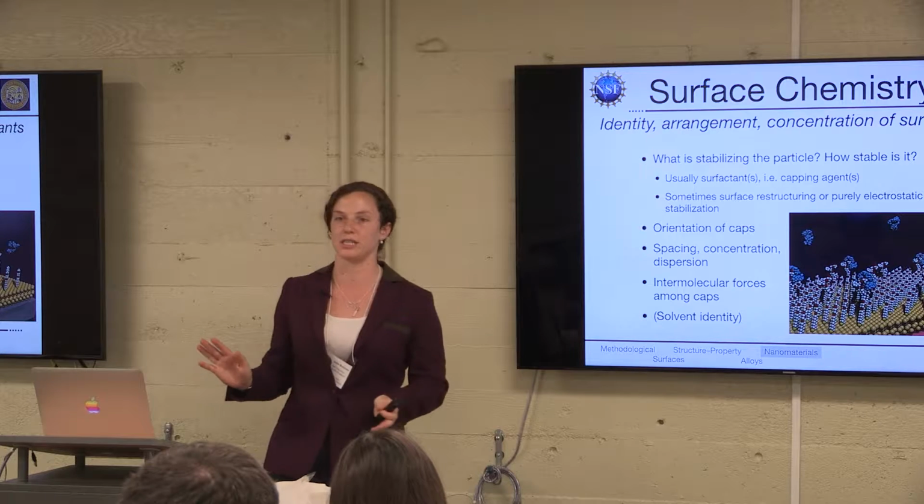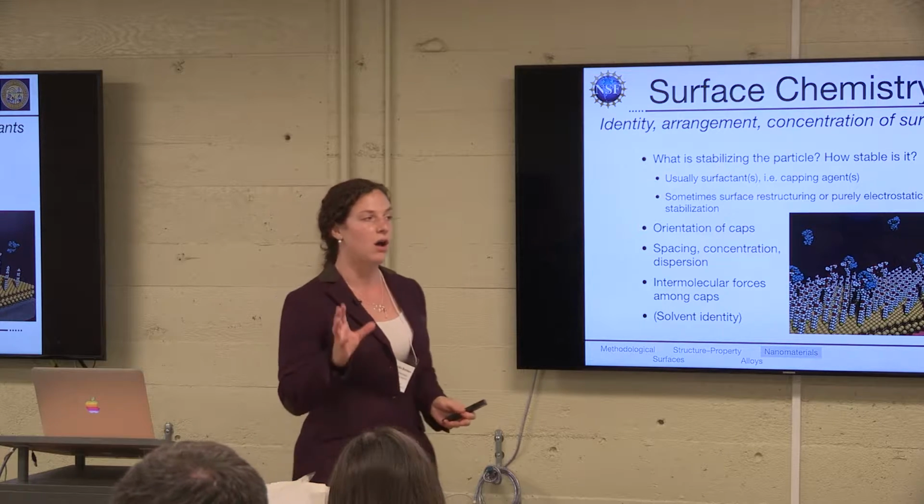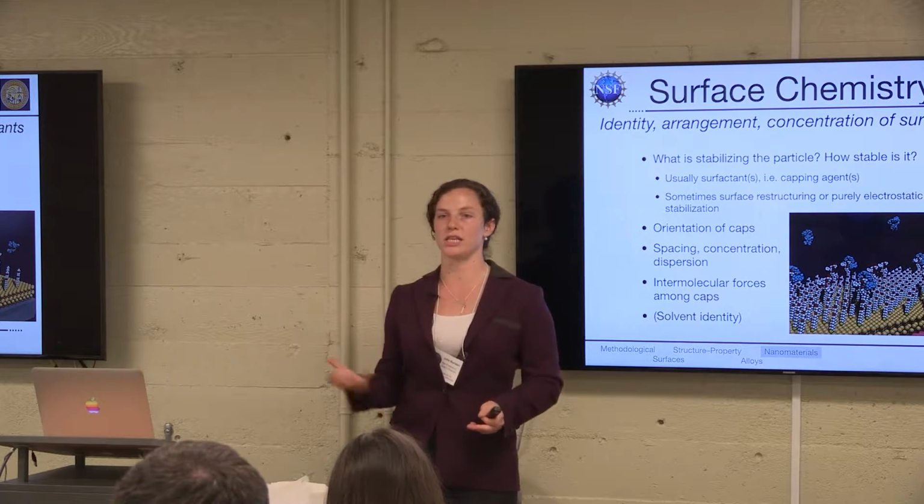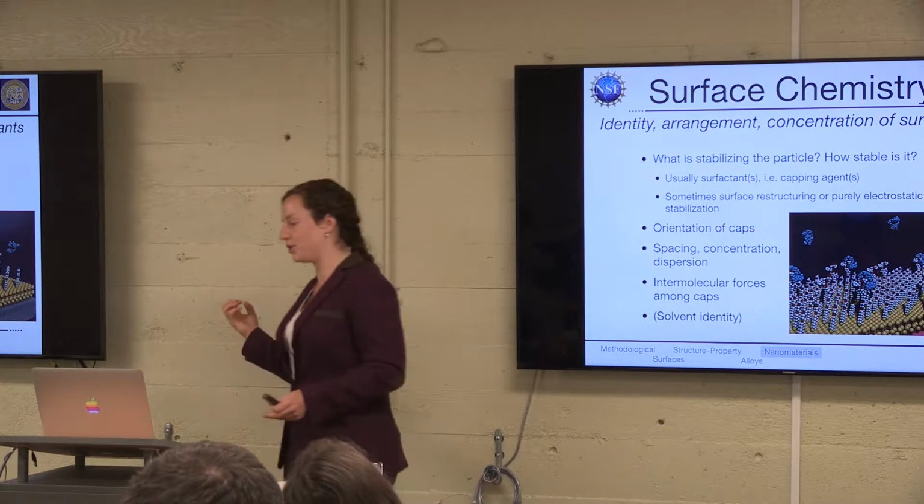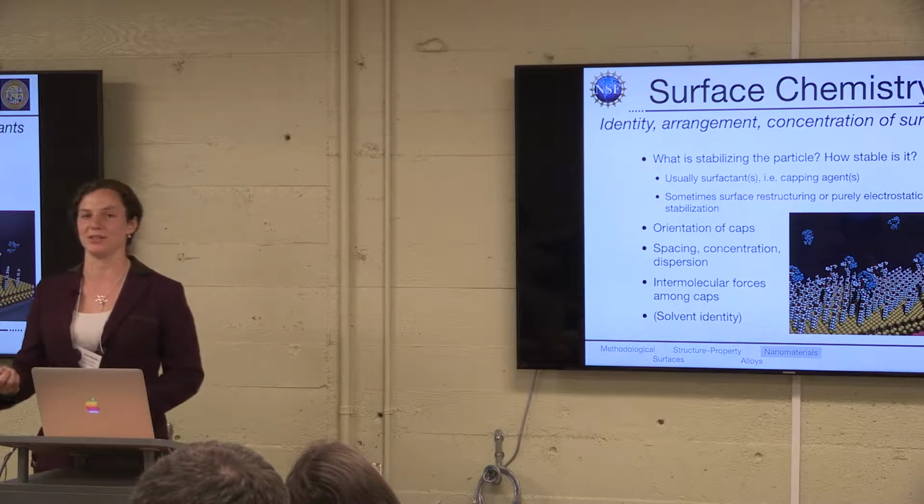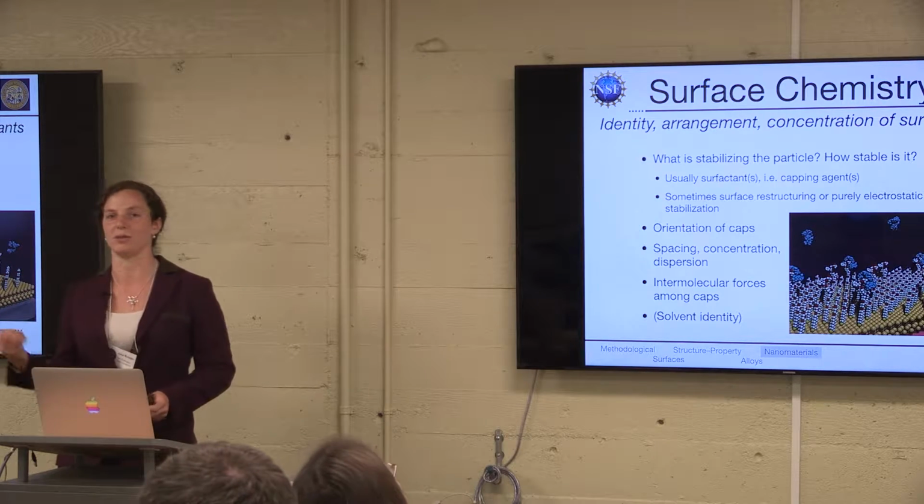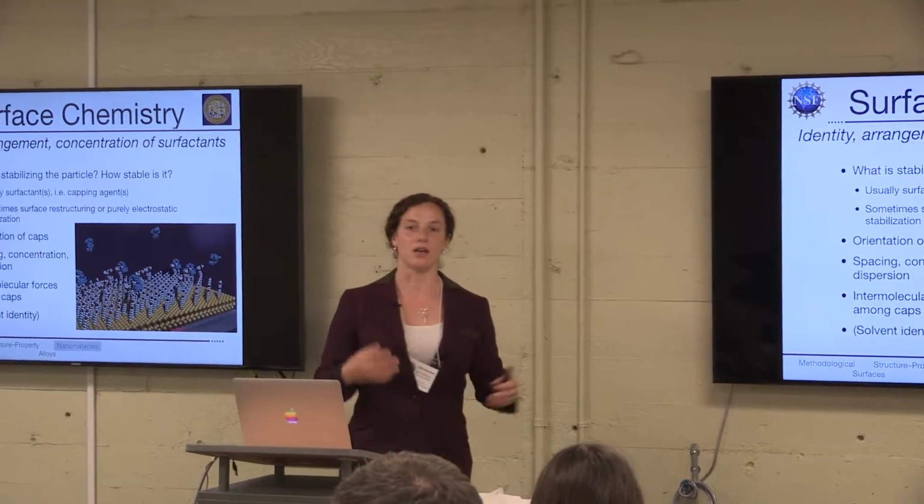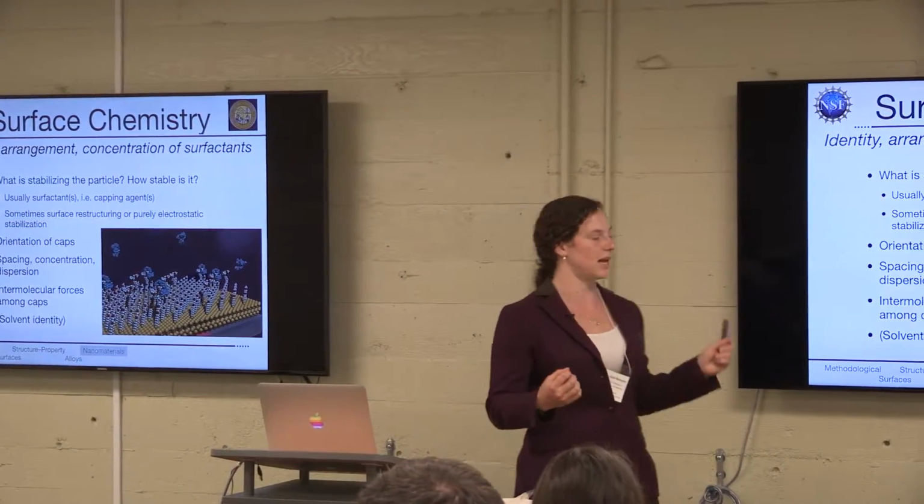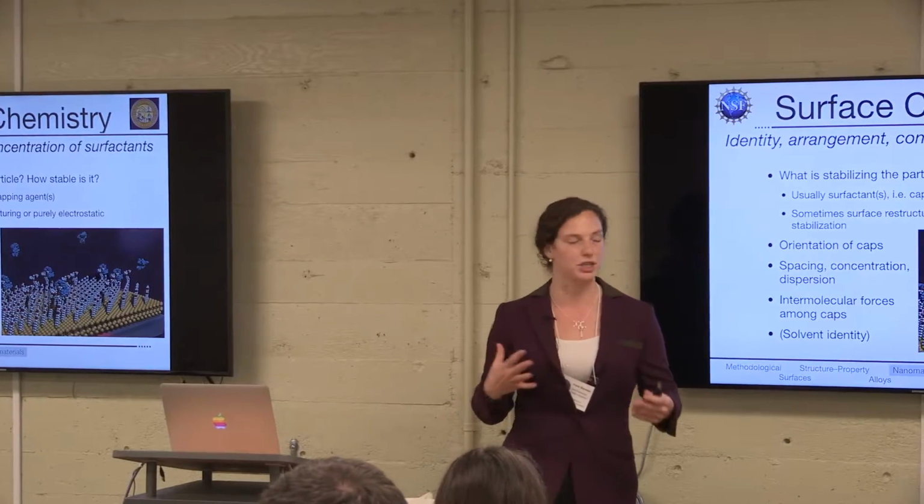Surfactants or capping agents in metal nanomaterials, you can think of them like sausage casings on the outside of the nanomaterial. Nanomaterials don't want to be nanomaterials. They want to either dissolve into atoms or agglomerate into macroscopic materials. Surfactants, capping agents are the things that keep them at the nanoscale, especially for metals.